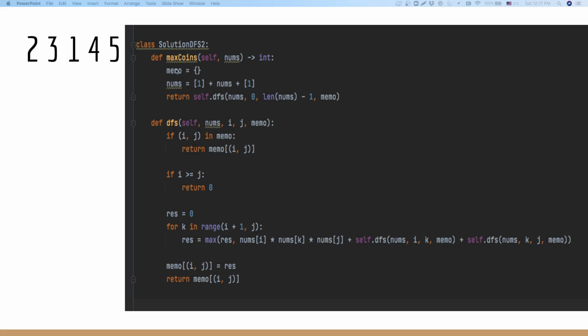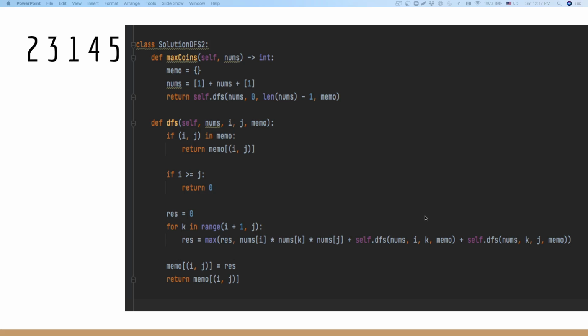So let's go over the code. We have the memo, which is the hash map. And we still have the virtual bound, we call the recursive function. So whenever a value is calculated, we just cache that. And how do we reach the smaller cases? Just like we mentioned before, i is here, j is right here. So for example, we burst 2 first, right? We burst 2 first, and then for example, let's say we burst 1 first.